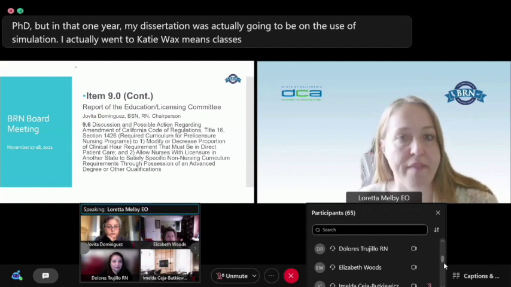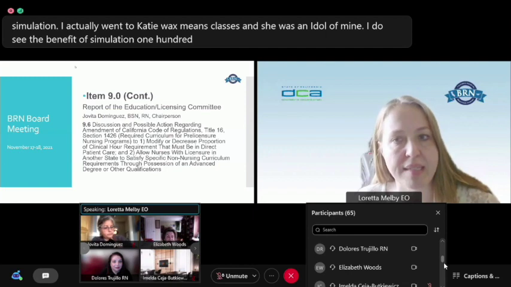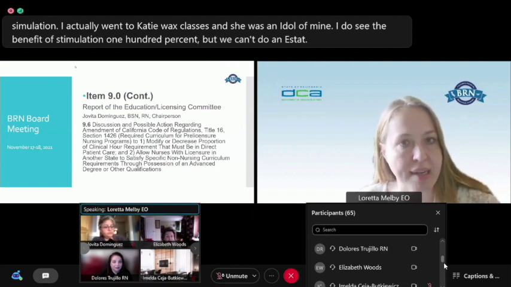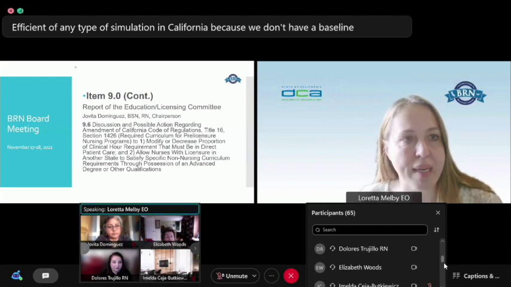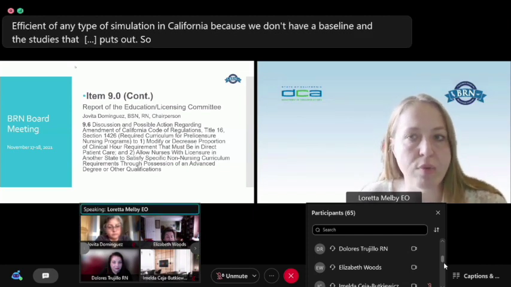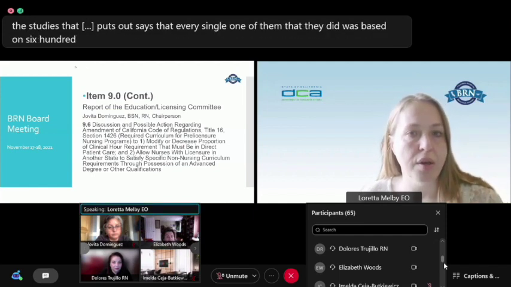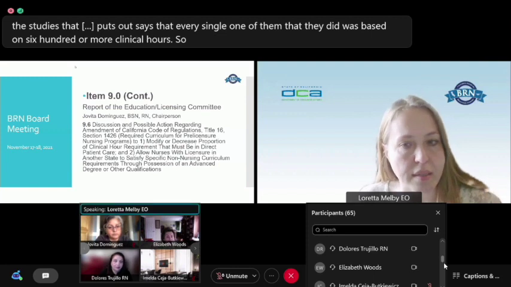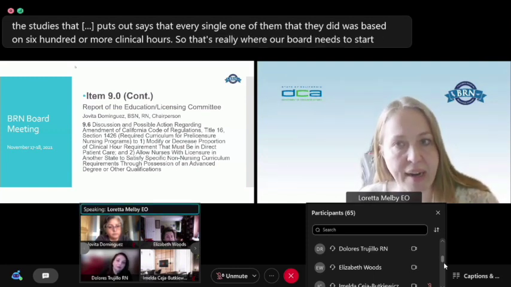I do see the benefit of simulation 100%, but we can't do an establishment of any type of simulation in California because we don't have a baseline. And the studies that NCSBN puts out says that every single one of them that they did was based on 600 or more clinical hours. So that's really where our board needs to start, and we need to establish a baseline of direct patient care.